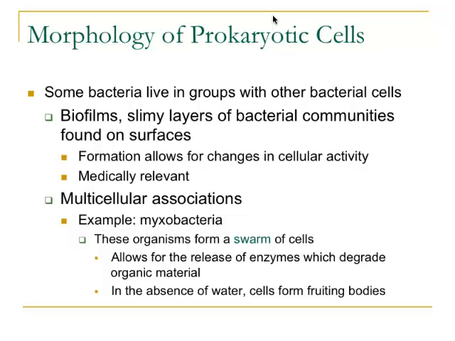The other type of multicellular association that some bacteria are able to form is a swarm, or a community of cells, and that's typical of the myxobacteria genera of bacteria. These bacteria are only able to persist as a group of organisms. And they have special enzymes that they release in order to degrade the material around them so that they can move as a community throughout the environment.